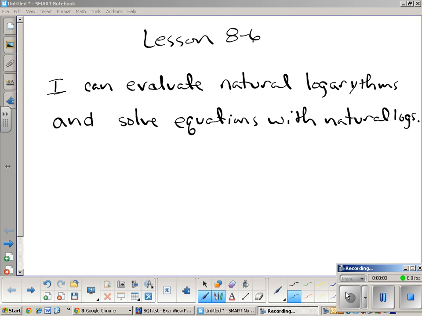Today we're going to talk about natural logs. The rules are all the same for natural logs as they are for logs of any other base.